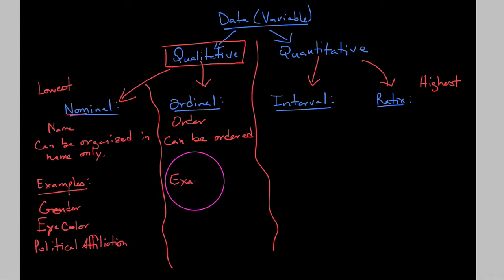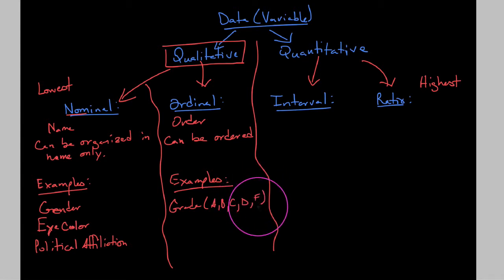Examples of things that are considered to be both qualitative but orderable would be like your grade. You get an A, a B, a C, or a D, or an F. The idea here is this. These are all non-numerical data, but there's a natural order to this.